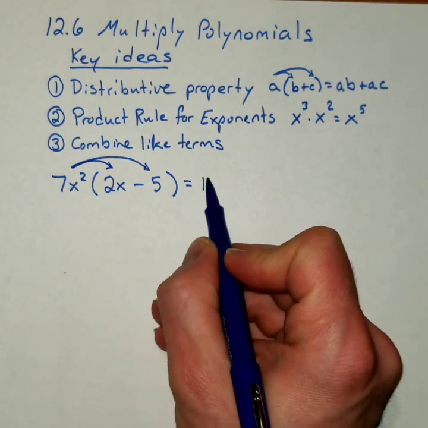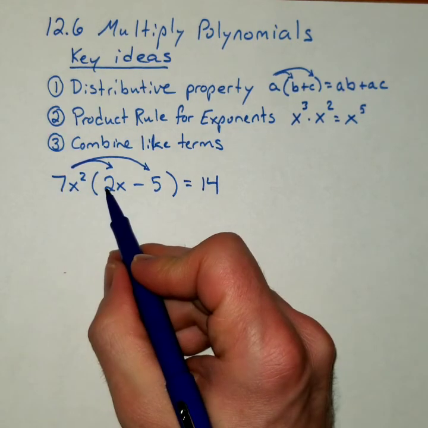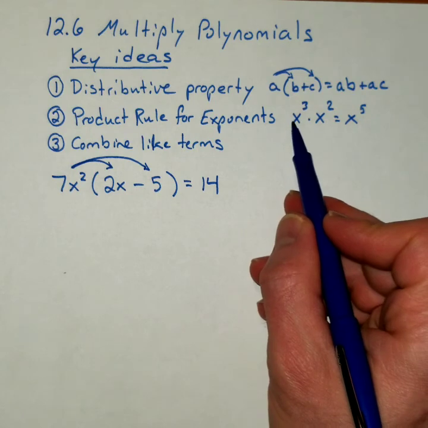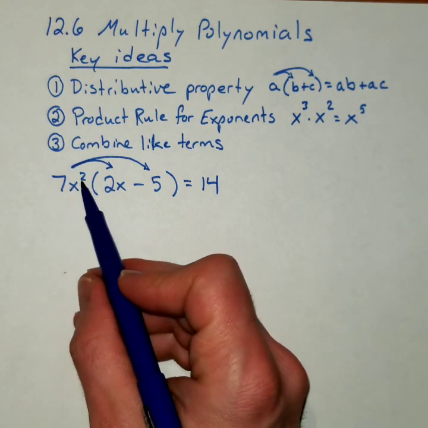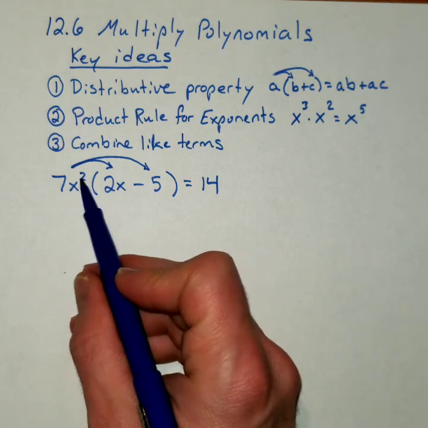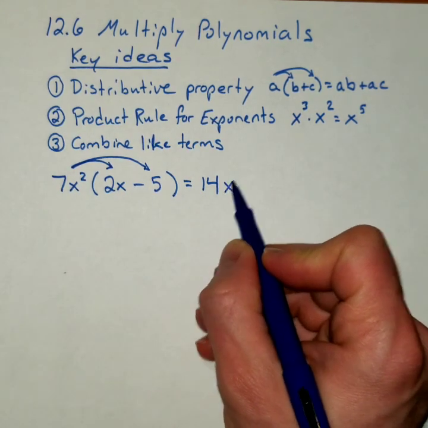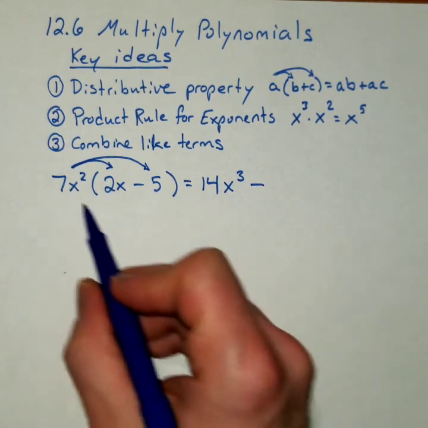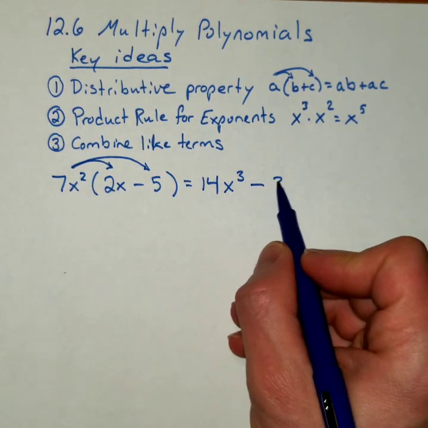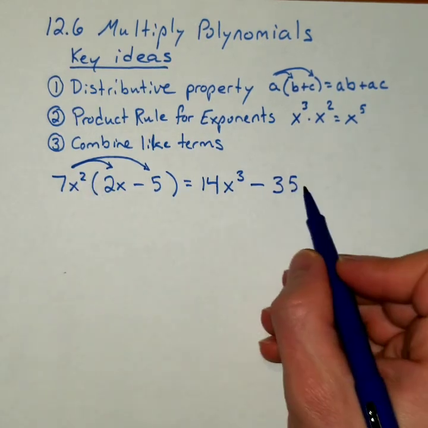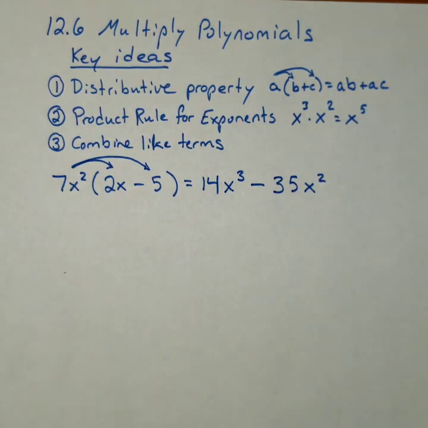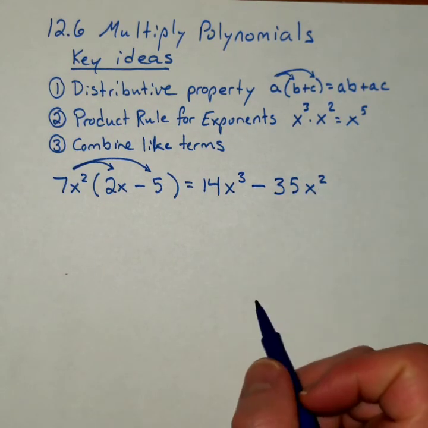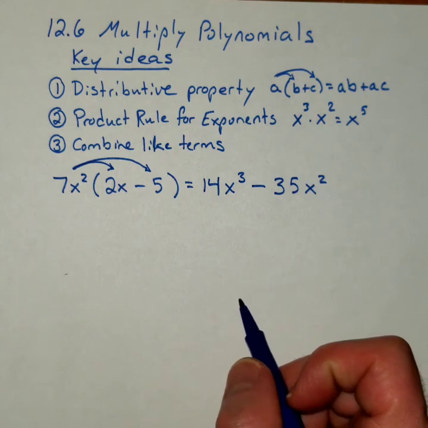7 times 2 is 14, so we multiply the constants or the coefficients together, and then x squared times x. This is where our product rule comes in, where we add the powers together. So x squared, x to the 1, 2 and 1 make 3. So this is x to the third. Keep our minus sign, and then 7 times 5 is 35. And then we keep our x squared in there as well. Okay. So this polynomial on the right is the final product.